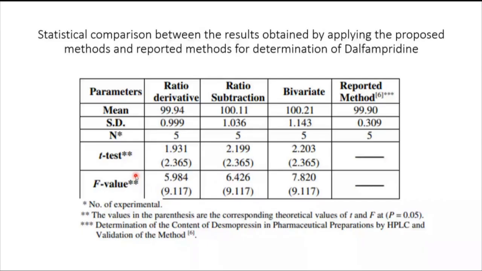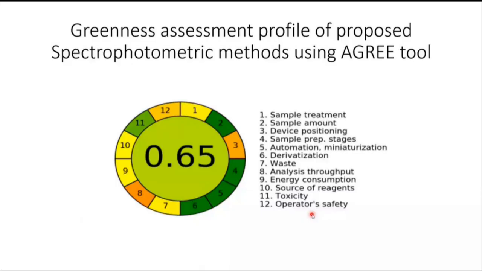So as we all know about the AGREE tool, which is a software, you just need to put all the 12 parameters, and give the inputs. For sample treatment, for preparing the oxidative derivative, reflux was done using the hydrogen peroxide, so that's why it is not completely green, it is only yellow. And then the sample amount, very little sample was taken, so the second one is green. And device positioning, this is not completely green, it was between green and yellow.